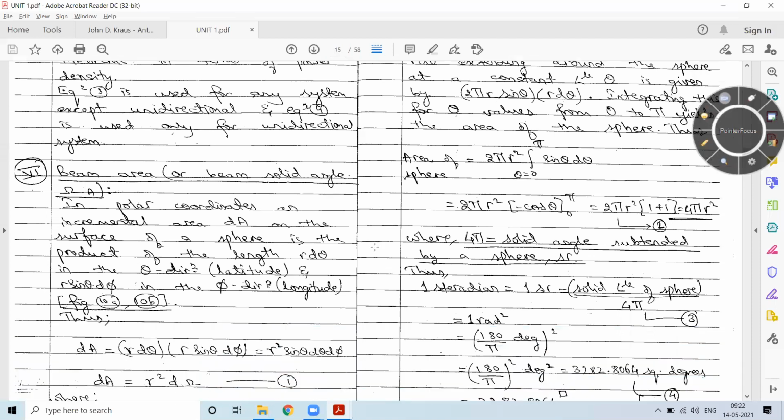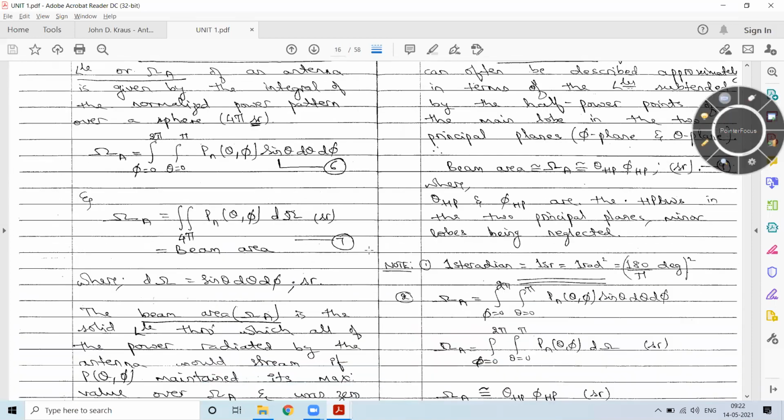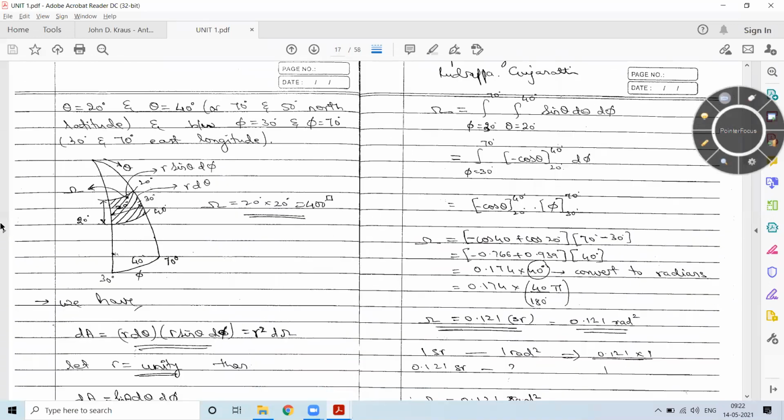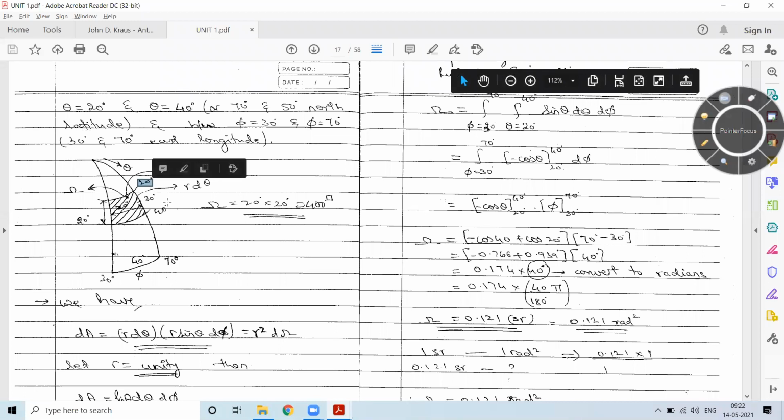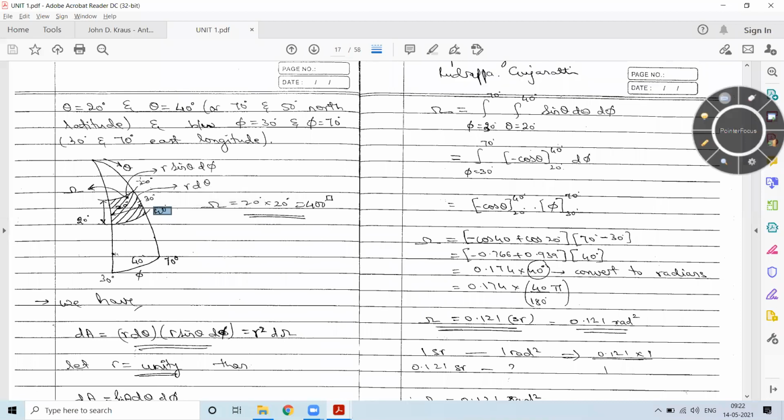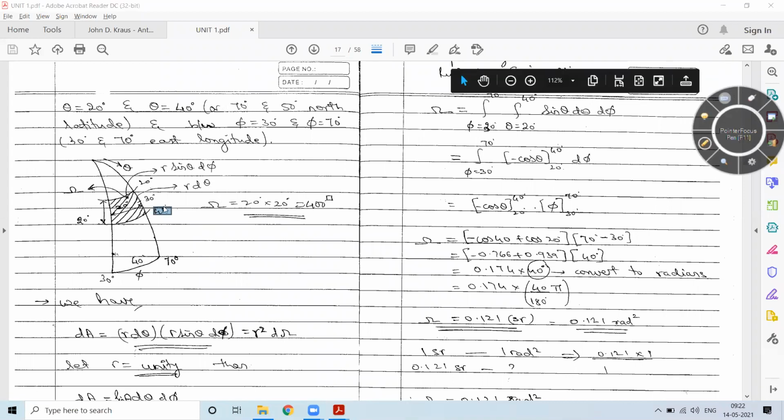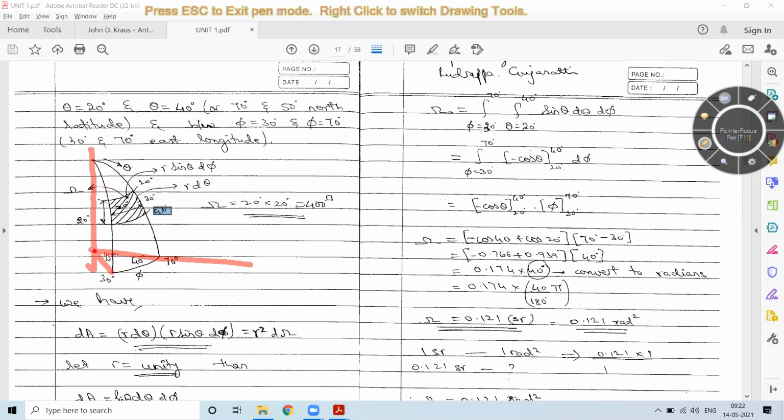So now we'll come back to the problem. Here theta is at 20 degrees and 40 degrees. So if I measure the theta, at 20 degrees and 40 degrees are the two points where this area is located. And what are the latitude values? If I represent it in this form, this is at 30 degrees, this is at 70 degrees. So that is what we have now.